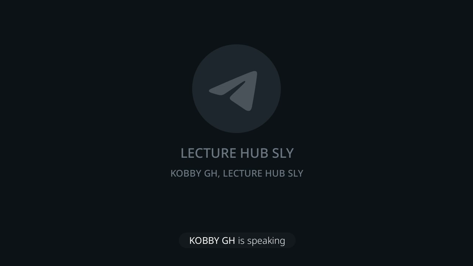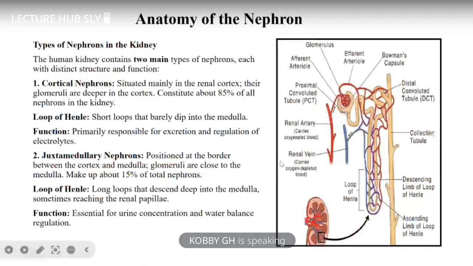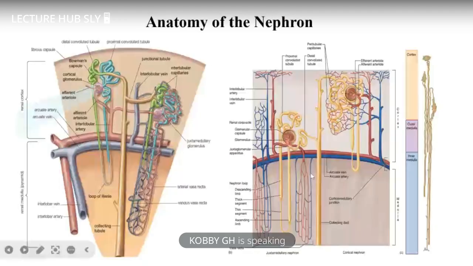You can see from this diagram that the loop of Henle of the juxtamedullary nephron is very long as compared to the cortical nephrons. Is that okay? They have very long loops of Henle, and that is why they are very essential when it comes to urine concentration and water balance.